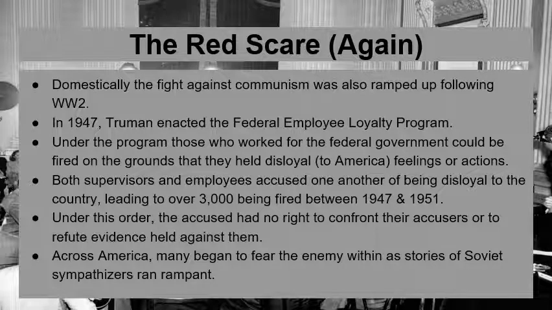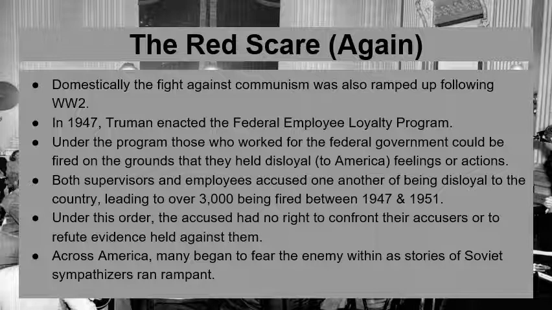So, as you recall, we've already had a Red Scare in the past in our American history course, but now we're going to see that it's going to flare up again following World War II. Domestically, the fight against communism was also ramped up following World War II. In 1947, Truman enacted the Federal Employment Loyalty Program. The whole intention of this was to make sure that those people who had power within the government were loyal to Americans, and of course, not communist sympathizers, perhaps not spies, and things like that.